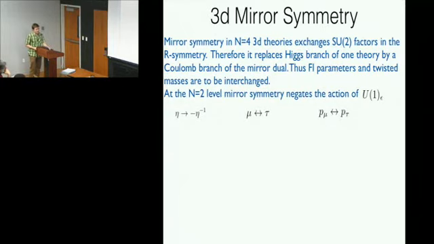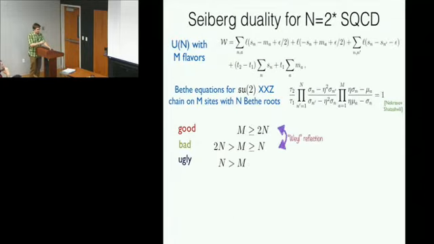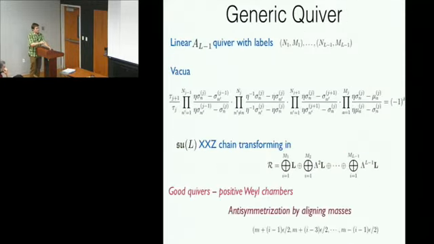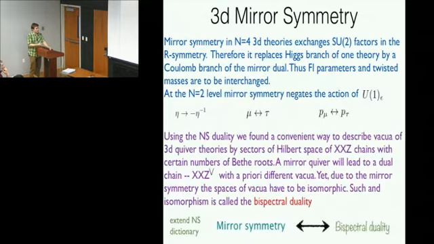And on the level of spin chains, if you just interpret this equation as looking at the corresponding spin chain, it means that you have an SU(L) spin chain on M sites, and it's dual to another SU(M) spin chain on L sites, which is known as bispectral duality in the integrable literature. So this sort of extends the NS dictionary by the fact that the mirror symmetry in 3 dimensions extends to bispectral duality between different XXZ chains.